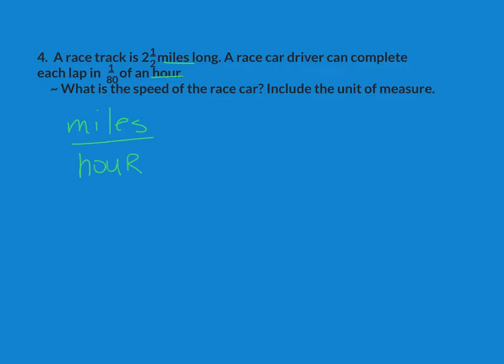So they tell us that the miles, in this case the racetrack is 2.5 miles long, per the number of hours, they give us 1/80th. So remember that ratio, or what appears to be a fraction, is of course a division problem. So that means 2.5 divided by 1/80th.